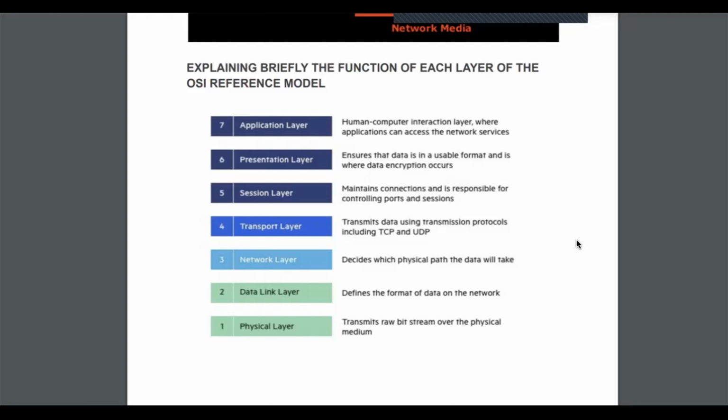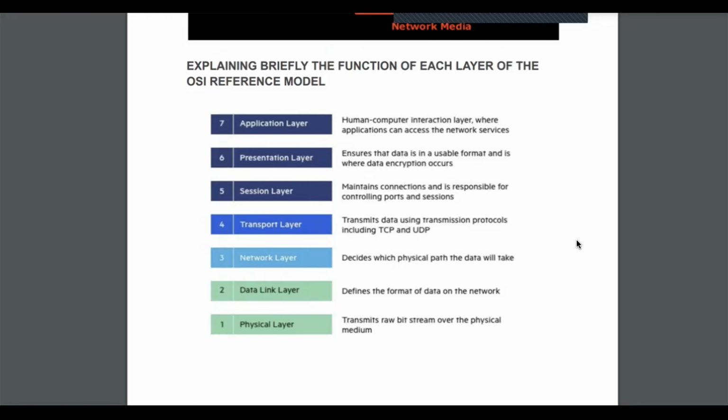The network layer is the 3rd layer, and it helps us to decide which path our data takes on the network. The data link layer is the 2nd layer, and it defines the format of data on the network. And the 1st layer is the physical layer, which helps us to transmit raw bit streams over the physical medium. By that we mean the wired or the wireless. So that's the physical layer.